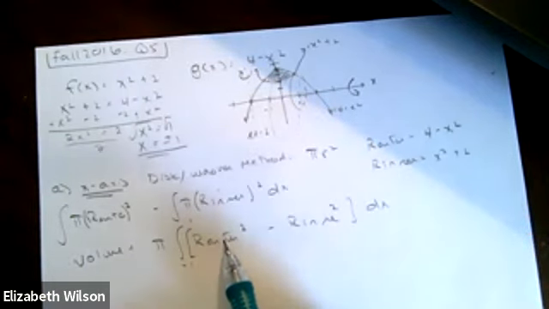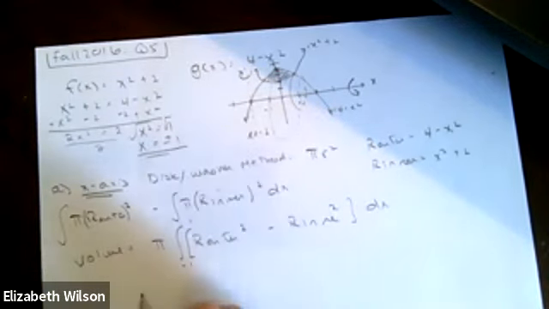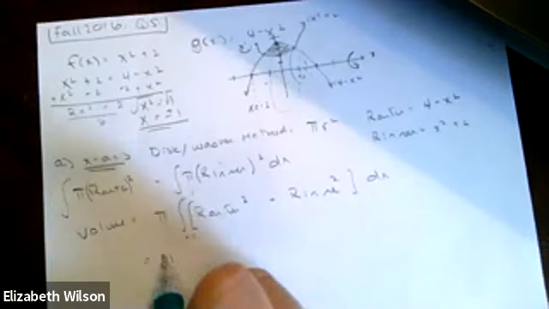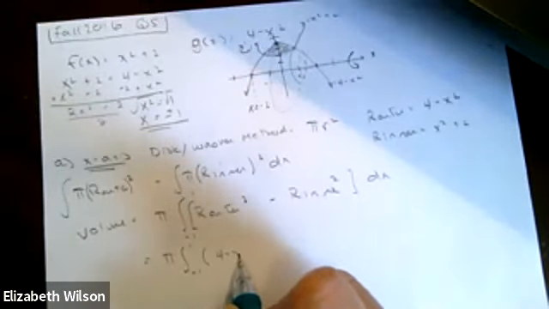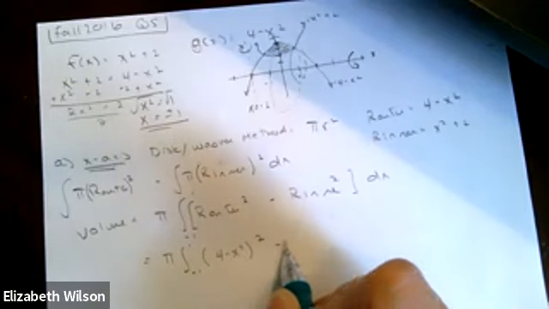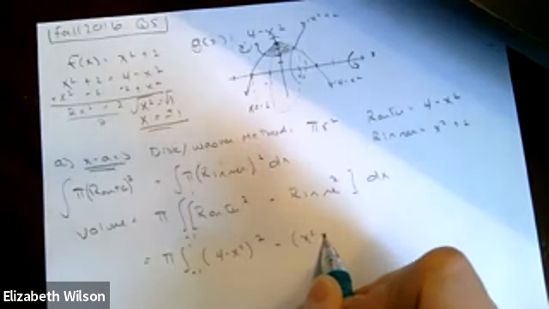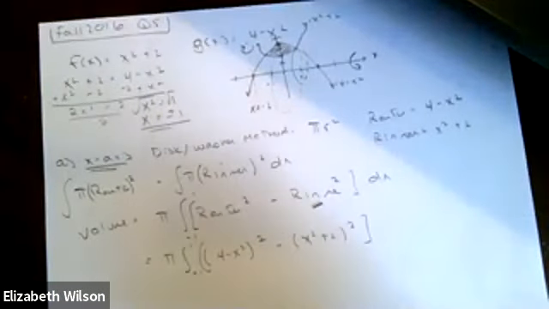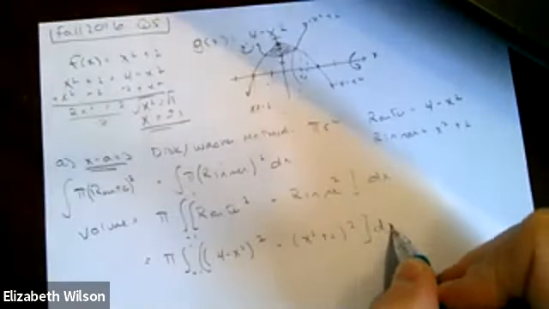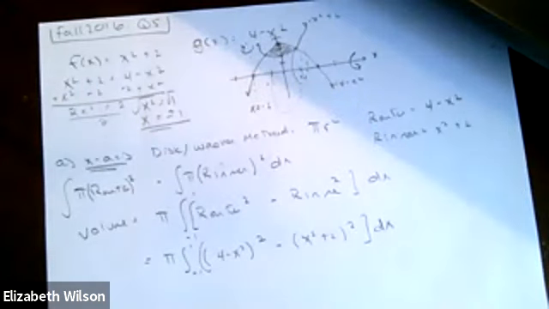Okay, so be very careful. It's squared minus squared. So this is going to be equal to pi from -1 to +1 of my outer, 4 minus x squared, quantity squared, minus x squared plus 2, quantity squared, dx. Okay? And that's all we have to do.